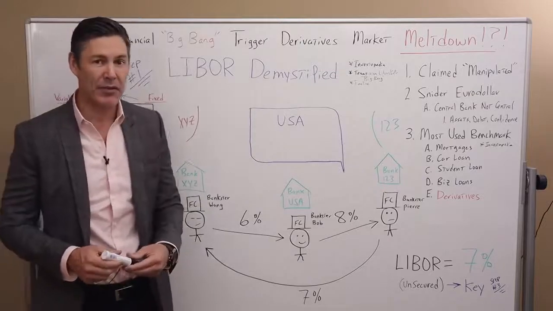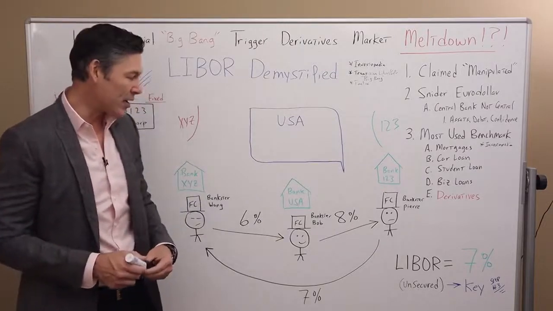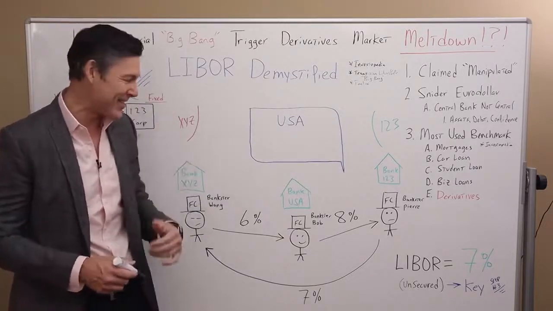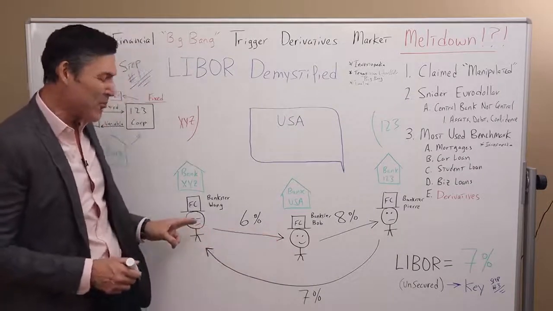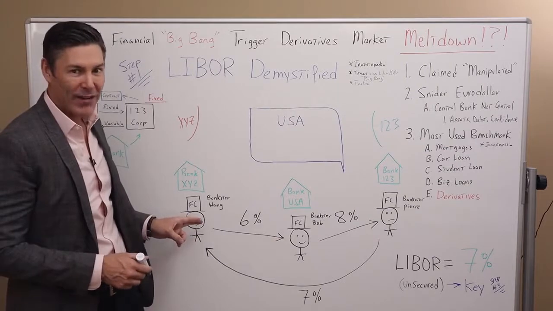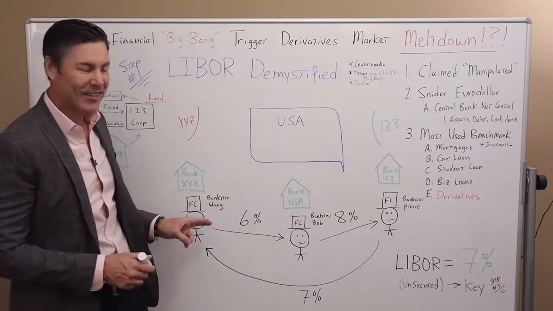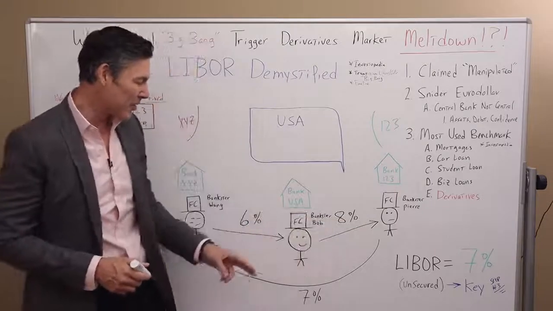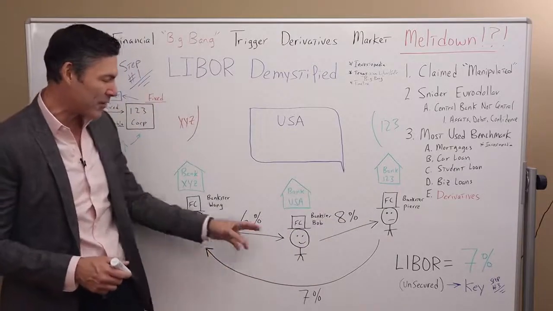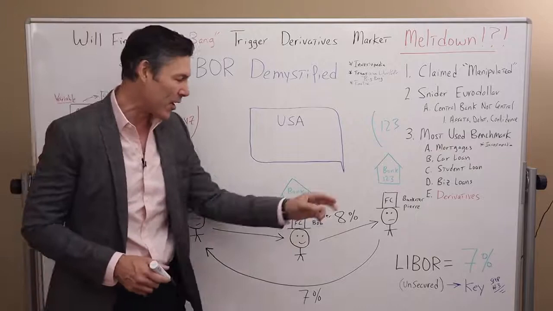So basically what happens is some gal or some guy just gets on the phone and says, hey, Bob, how much do you think you could get money from if you borrowed money from Wang at around, I don't know, 11 o'clock today? And then how much would you lend money to Pierre? And Bob says, well, I could probably get it from Wang around 6%. I'd lend it to Pierre around 8%.